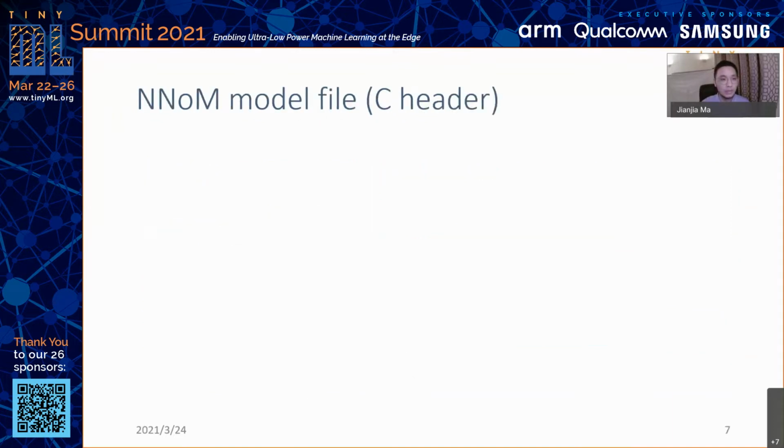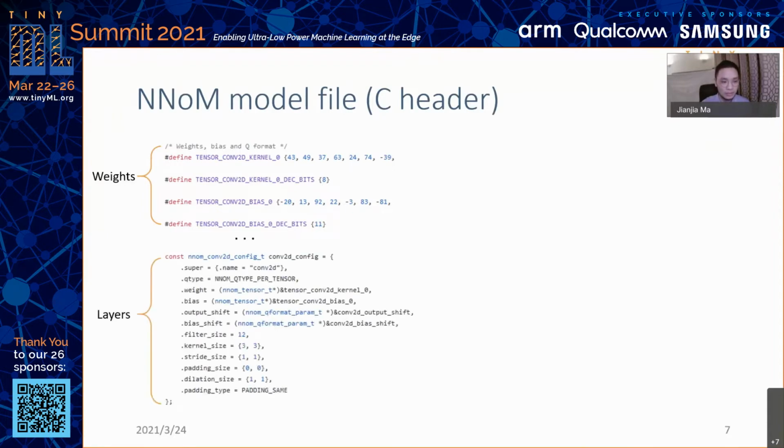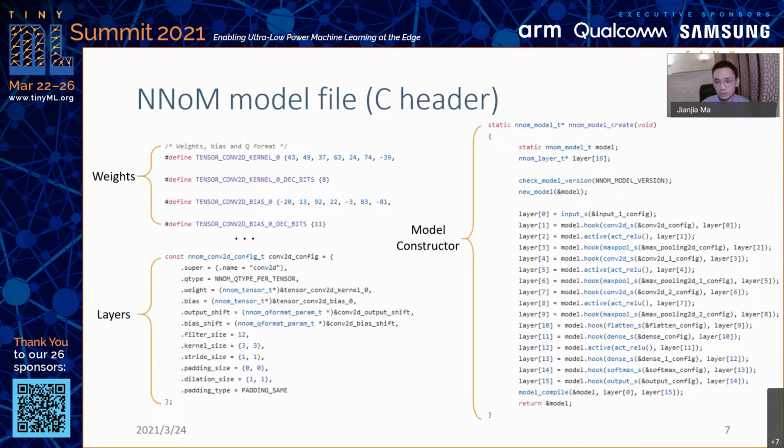So what does an NNoM model file look like? First of all, it's a C header, and it's not a flat buffer. It means all the data is stored in an obvious way that you can read and understand. We have the weights, a layer configuration for each layer in the model, and finally a model constructor which uses the NNoM construction API to link all the layers together. This file is automatically generated by the converter, so you don't need to write anything, but you can understand what is happening there.